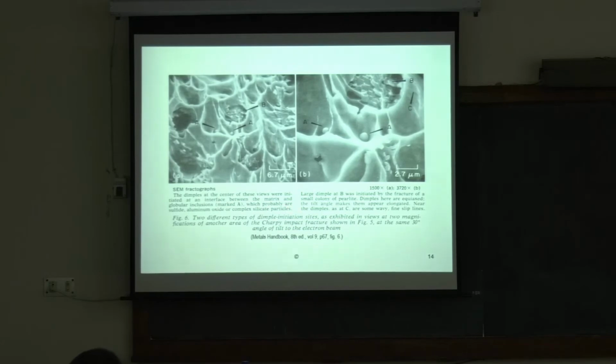Here you have two different magnifications. This is about 7 micron, and this is about 3 micron. This is close to 1/3 of that, so area-wise, this is about 9 times that. So what you are seeing here, you are seeing there also, but at a much higher magnification, about 9 to 10 times. So now you can see how the void is forming there.